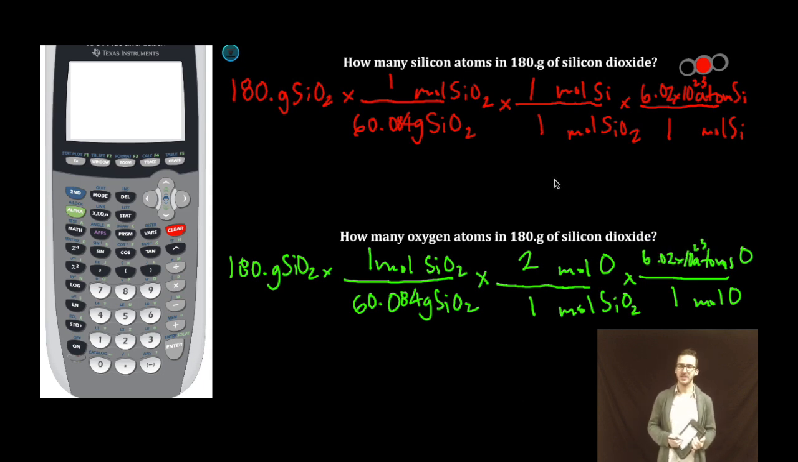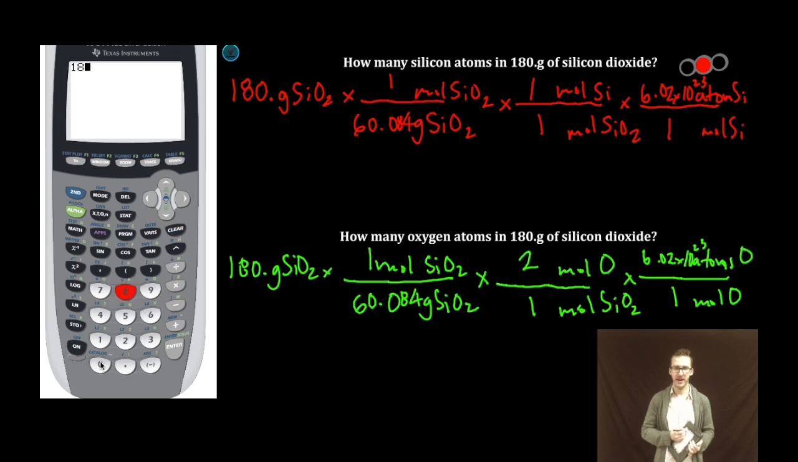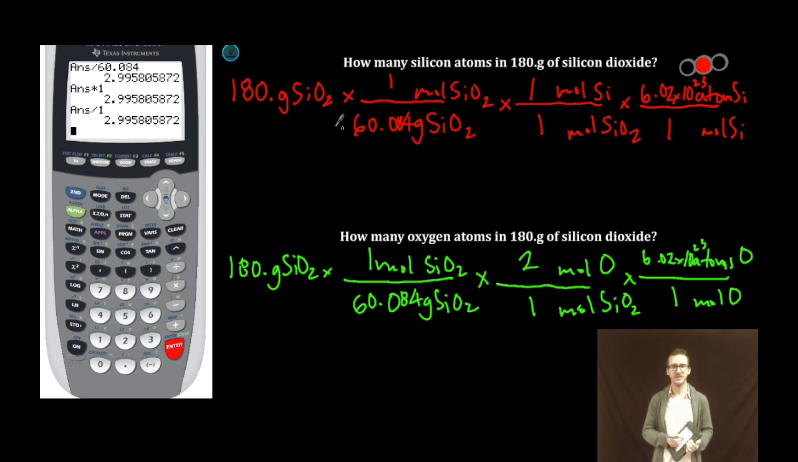All right, now let me come back to the top. I'm going to solve for atoms of silicon using my calculator. 180 times 1, enter, divided by 60.084, enter. I have about 3 moles of silicon dioxide. I'm going to multiply by 1, divide by 1. Now, many of you may think that that is a ridiculous step. Anything times 1 divided by 1 is just going to be itself. However, that's an important step because we get our units to cancel out.